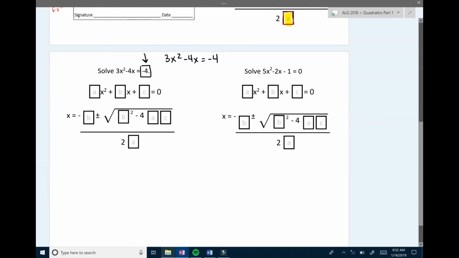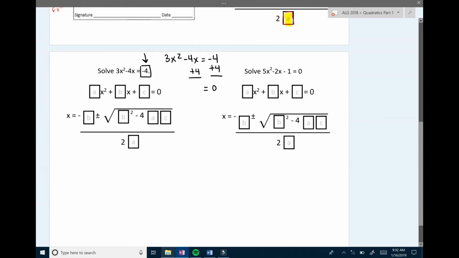remember I'm trying to get it equal to 0. How do I get rid of that negative 4? Well, it's a negative, and the inverse of a negative is a positive. So if I wanted to, I could add 4 and add 4. Now, negative 4 plus 4 is 0. Okay, so now it's equal to 0.